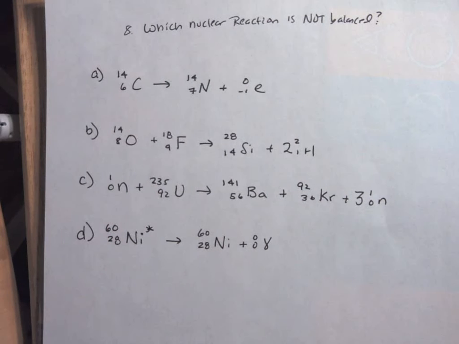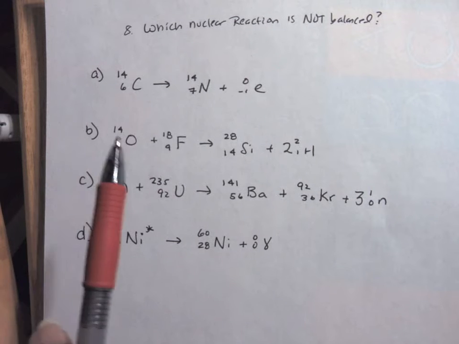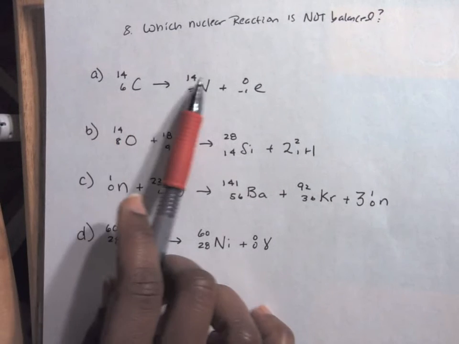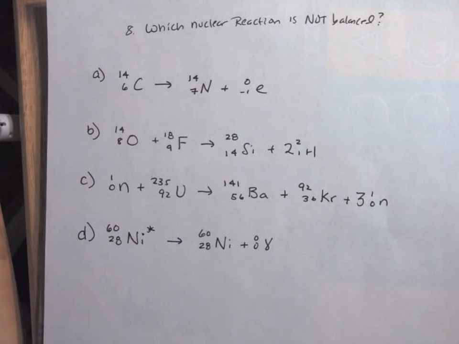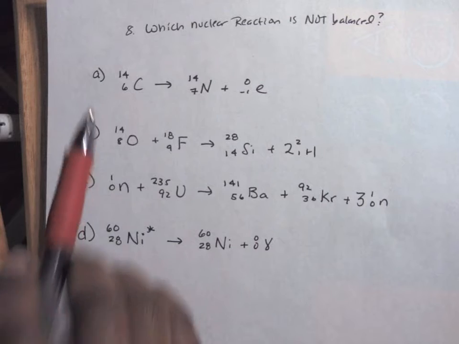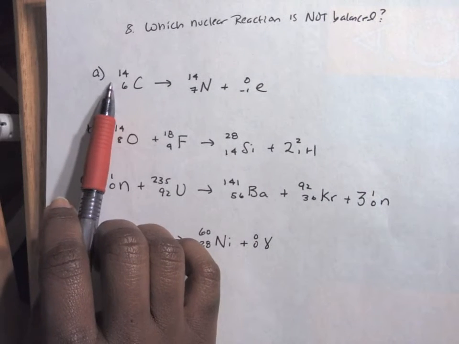So remember, in order for a nuclear reaction to be balanced, you need the total mass number on both sides of the reaction arrow and the total atomic number on both sides of the reaction arrow to be the same. They need to be equal. So let's go ahead and check equation 1 and prove that it is balanced.